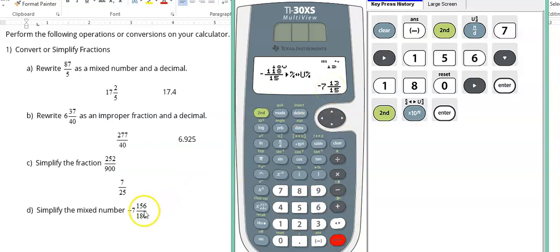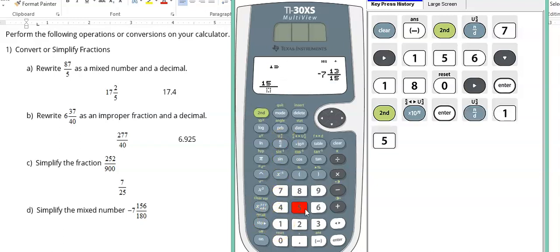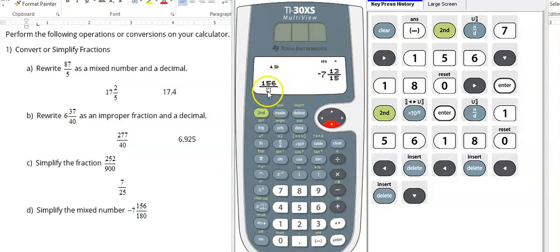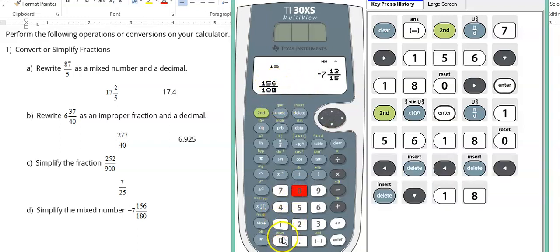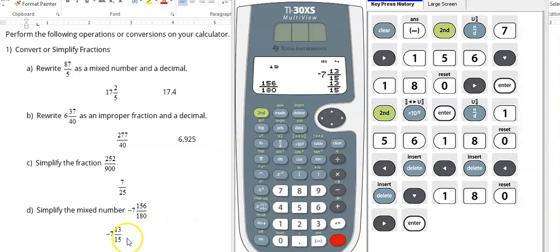Just to note, we didn't really have to put in the -7. If we started with 156 over 180, sorry, I deleted that 180. I needed to get it on the bottom. So 180, and then I'll hit enter, and there's that 13/15. So notice we still keep the -7 out front, and 13/15 is the proper fraction. And I've added our simplified result.